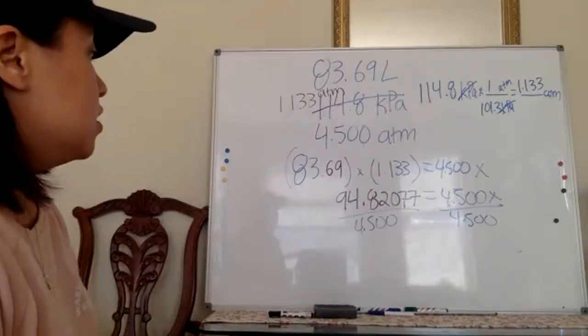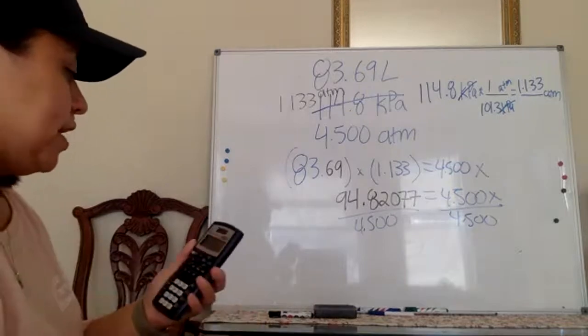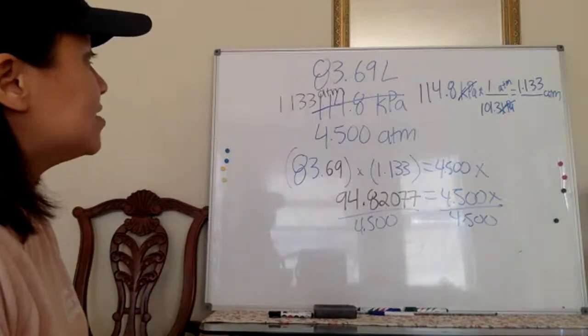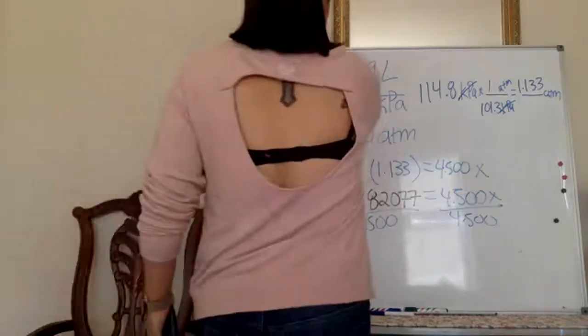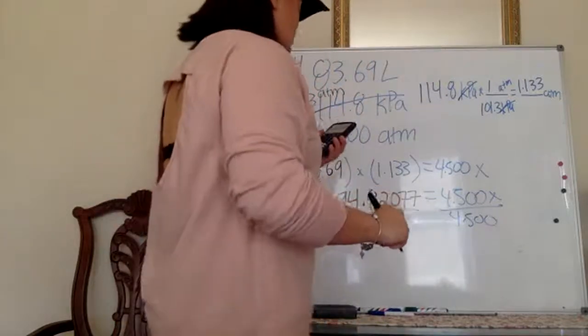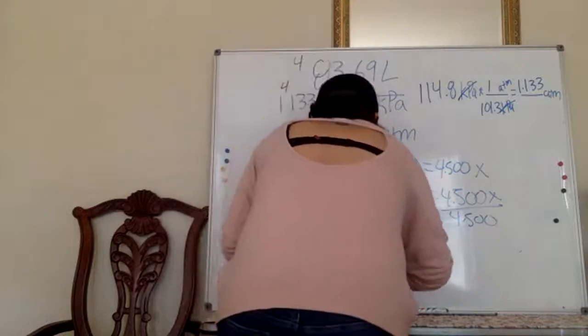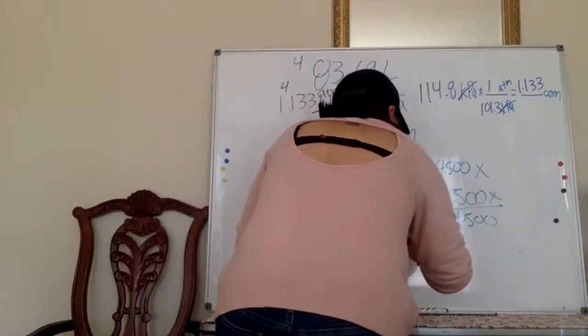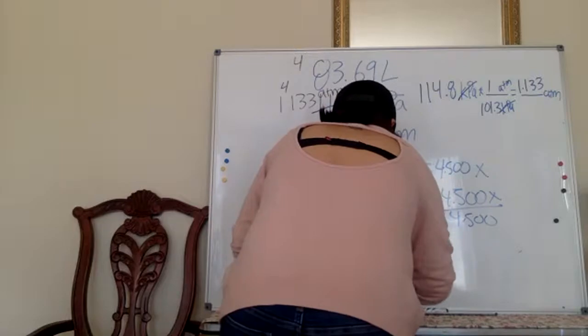So 21.07. Let's see, how many sig figs do we have? 83.69 has 4, this one has 4, and this one has 4. So we're going to leave it at 21.07 liters.